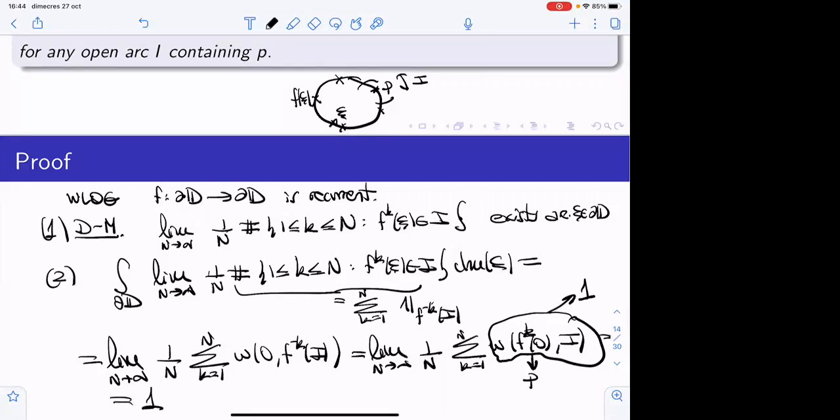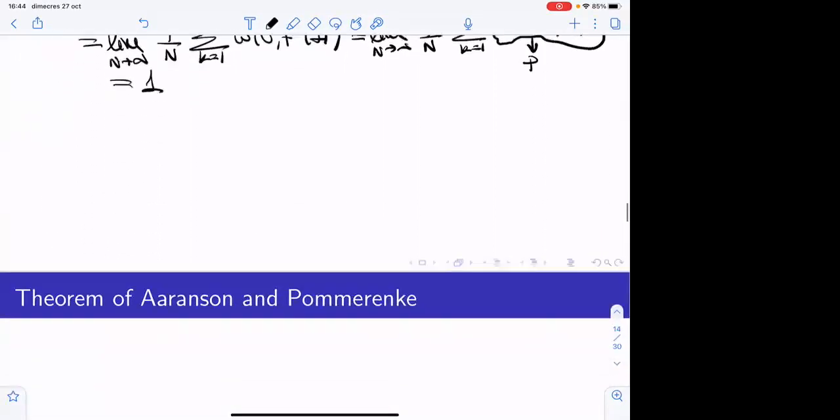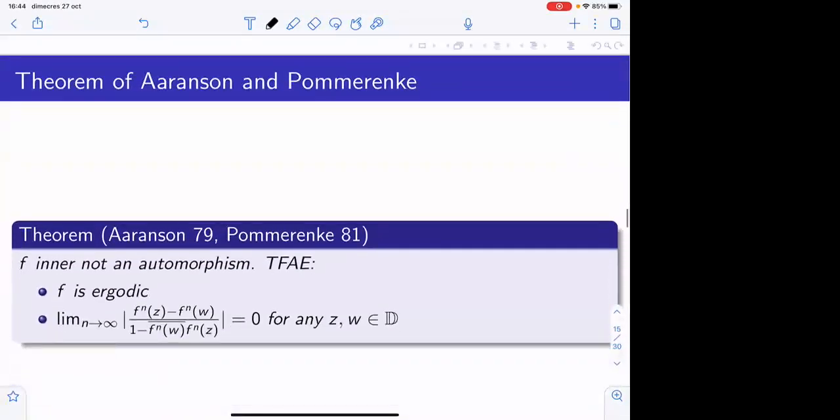Okay. Here is another result I wanted to mention, which is again a very nice result by Aaronson and Pommerenke, which tells you when the mapping is ergodic with respect to Lebesgue measure. And this holds, as you see, if you have an inner function, then the mapping is ergodic with respect to Lebesgue measure if and only if the pseudo-hyperbolic distances between two different orbits always tend to 0. So this means that the orbits of any 2 points become closer and closer, okay?